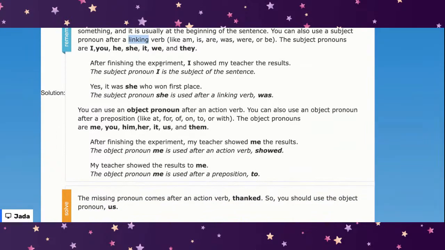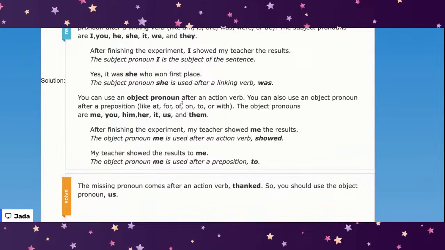After finishing the experiment, I showed my teacher the result. The subject pronoun I is the subject of the sentence because I is the person showing the result to the teacher. Yes, it was she who won first place. The subject pronoun she is used after the linking verb was.